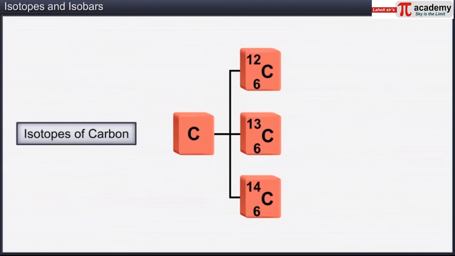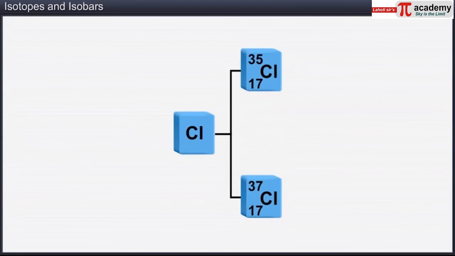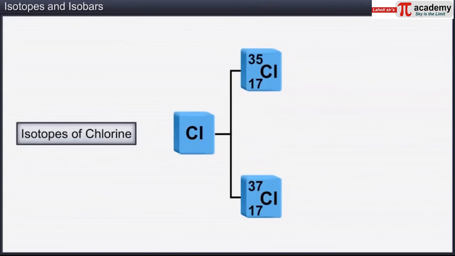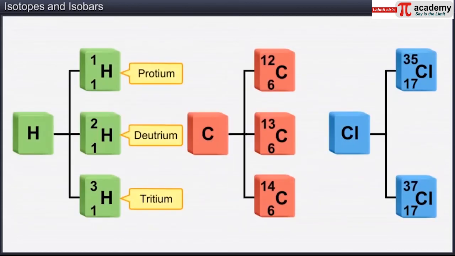Carbon has 3 isotopes with mass numbers 12, 13, and 14 respectively. Similarly, chlorine, atomic number 17, has 2 isotopes with mass numbers 35 and 37. Isotopes of the elements other than hydrogen do not have special names. They are represented by simply indicating the mass number on the element's symbol.